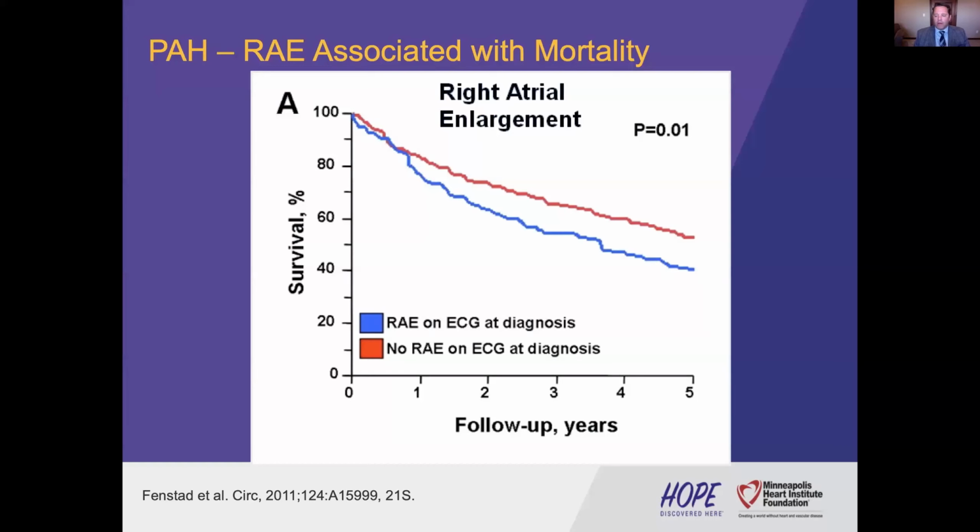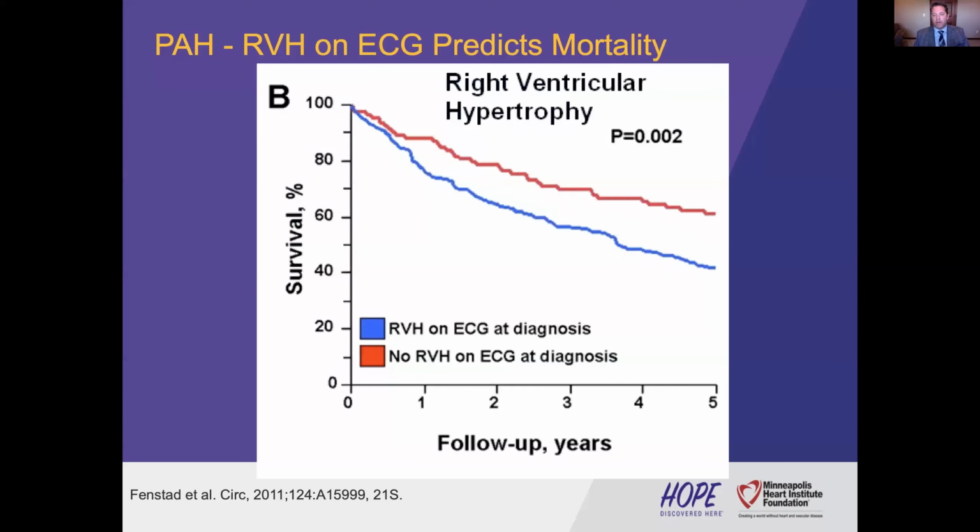When we look at other things that we do in our clinics, such as EKGs, right atrial enlargement is a prognostic indicator when it's present on EKGs in patients with PAH, as well as right ventricular hypertrophy, also demonstrating a prognostic indicator and an impact on mortality.